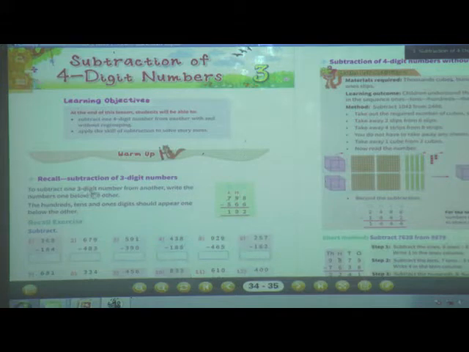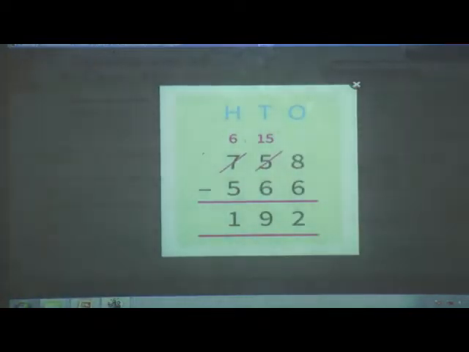To subtract one 3-digit number from another, write the numbers one below the other. The hundreds, tens and ones digits should appear one below the other. We will see one example now. There are two numbers. The first number is 758, which is a 3-digit number, and the other number is 566. This is also a 3-digit number.